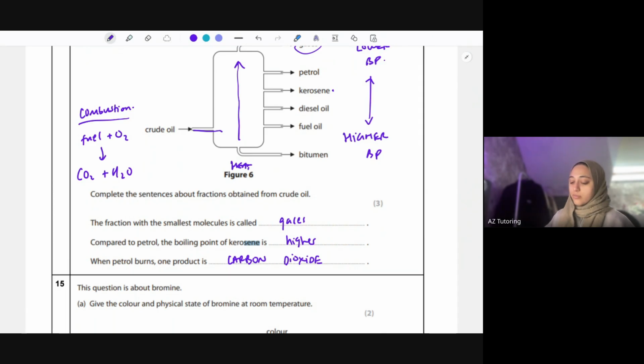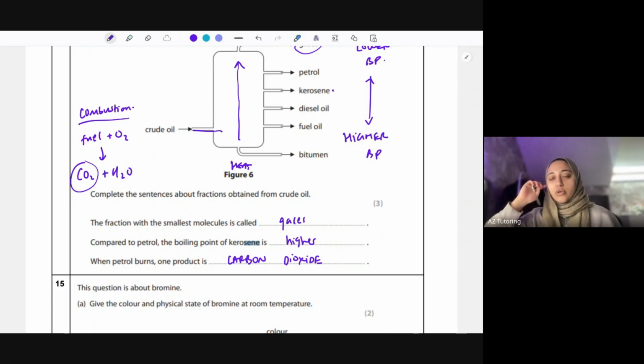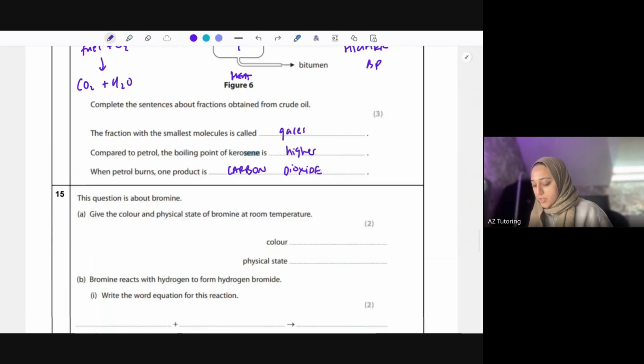If it was incomplete combustion, this carbon dioxide instead becomes carbon monoxide, which is dangerous to breathe in, which is why we have carbon monoxide alarms. So they detect that because we can't smell or see it.